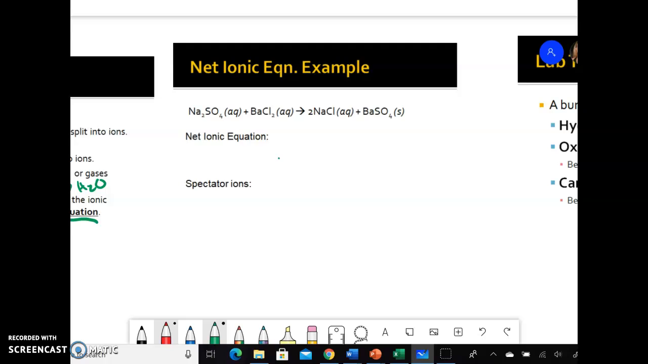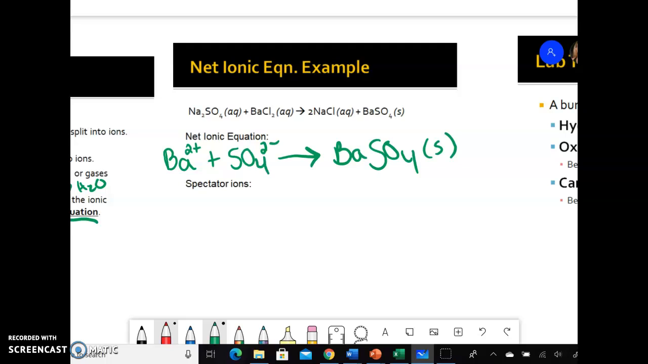So for the net ionic equation, we know that the solid is important because it changed. It was not a solid on the left, and now it's a solid on the right. And then on the left, we can break that apart into ions. So we started with a barium, it's actually 2+ if you look it up, and we had a sulfate 2-.